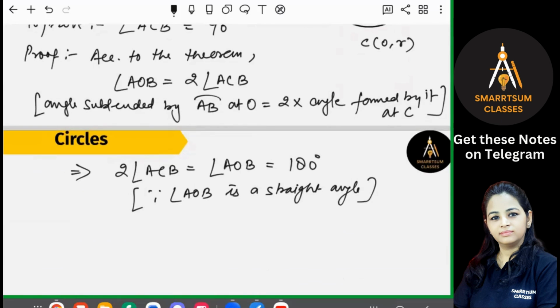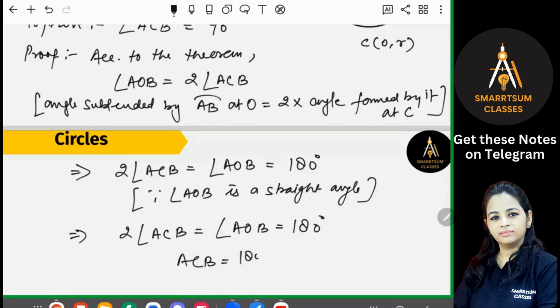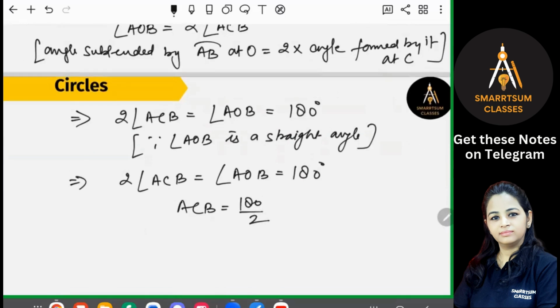This diameter divides the whole circle into two semicircular arcs, right? Okay, so since AOB is a straight line, therefore this is a straight angle which is always equal to 180 degrees, right? So twice of angle ACB is equal to angle AOB, that is 180 degrees, right? That means ACB is equal to 180 divided by 2, right? Angle ACB is 90 degrees, right?